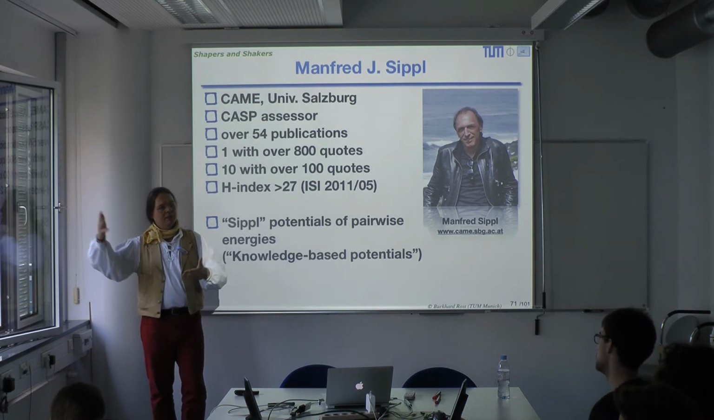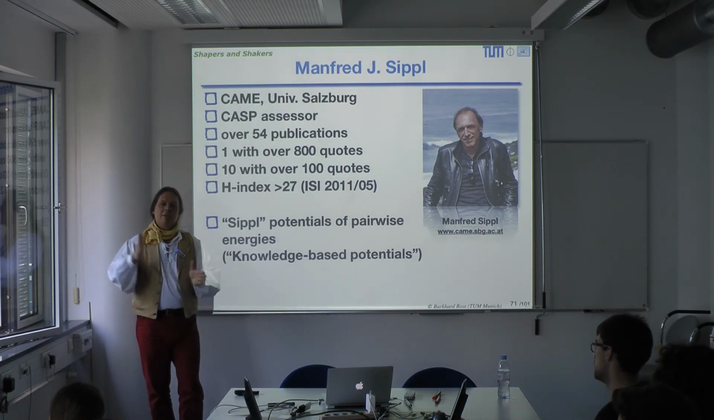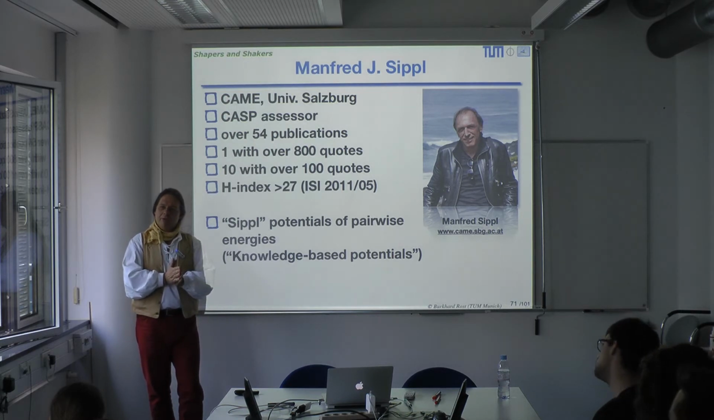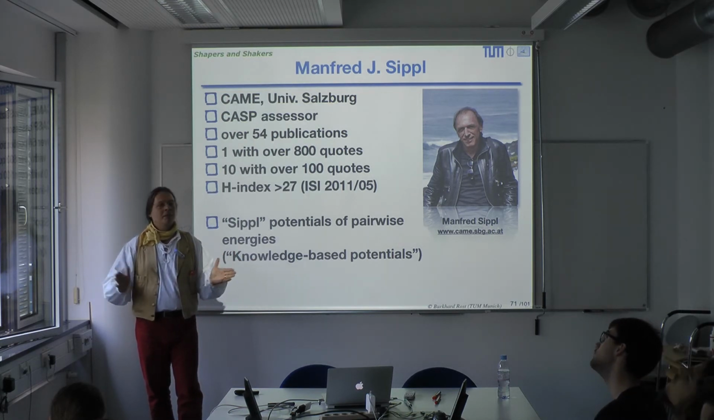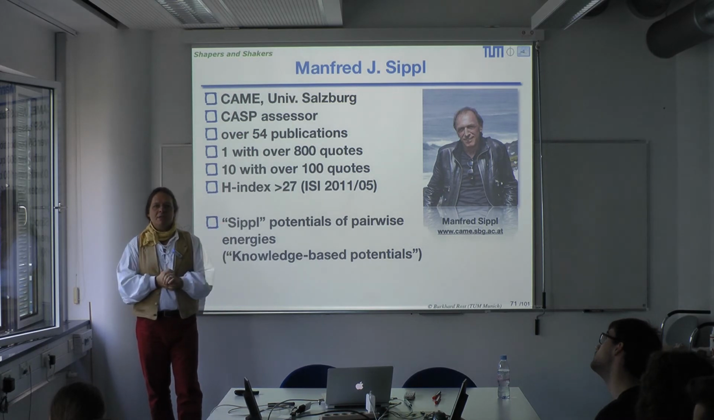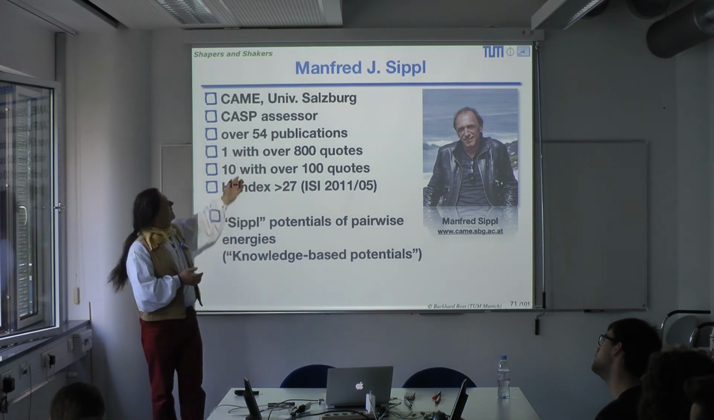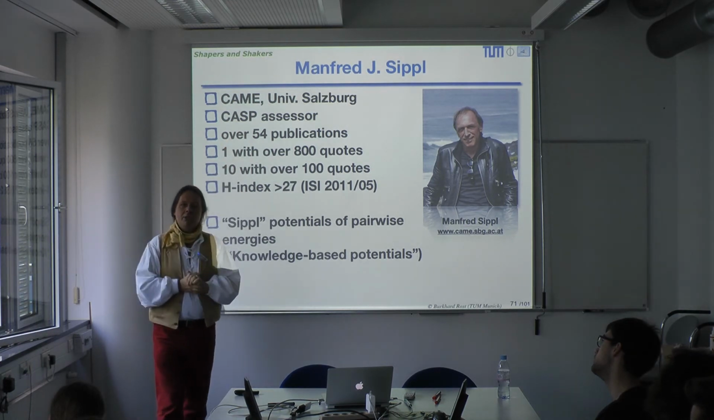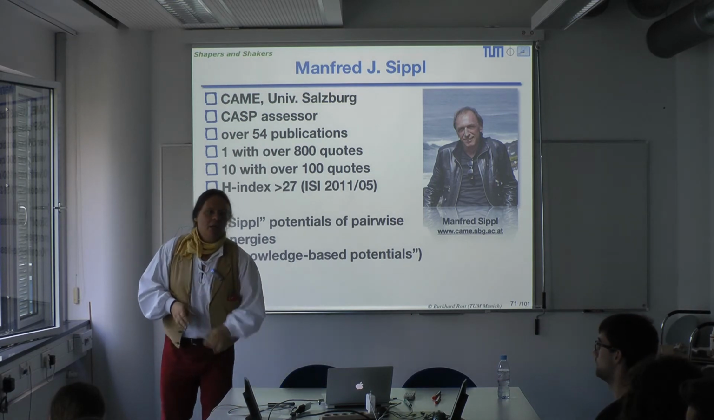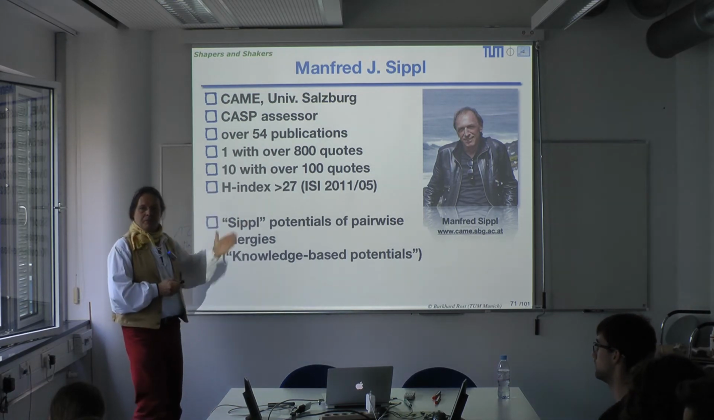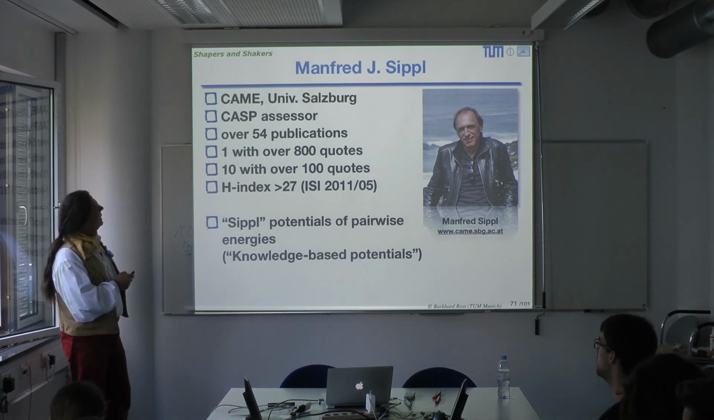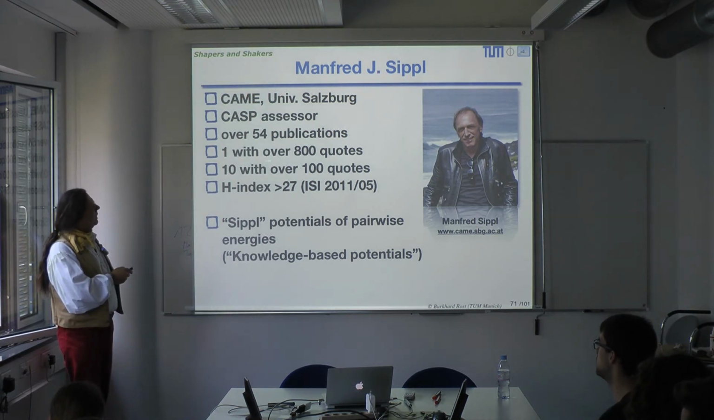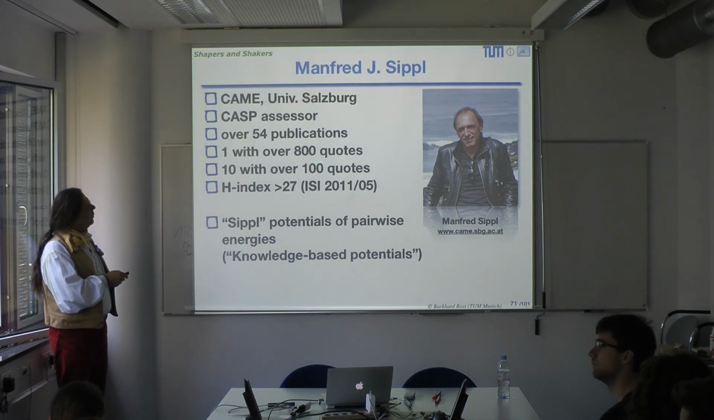Over the course of the summer, the publications will come in. Whenever the paper is published, there will be a closure, so nobody's allowed to predict anymore at that point. Then we will collect all these predictions at the end of the summer. That is done by the CASP assessors. That's the term here, CASP assessor. They will look at the predictions, and then we will all meet in December, and we'll see how well we do. That's CASP. And that has been done since 1994, every 2 years. Over 55 publications, 1 with over 800 quotes, 10 with over 100 quotes, H index of 27.